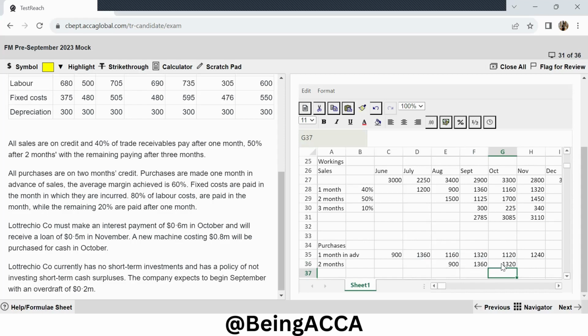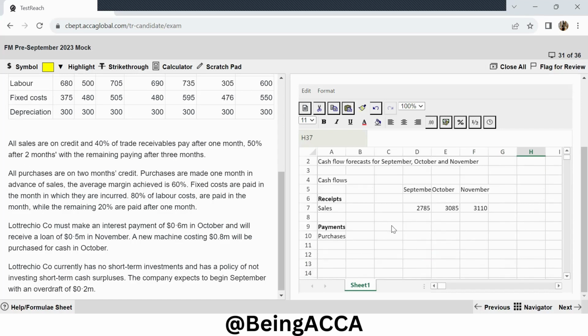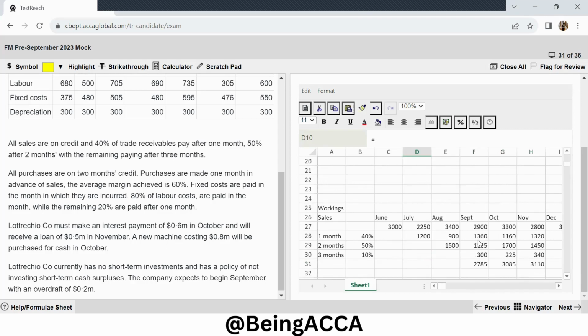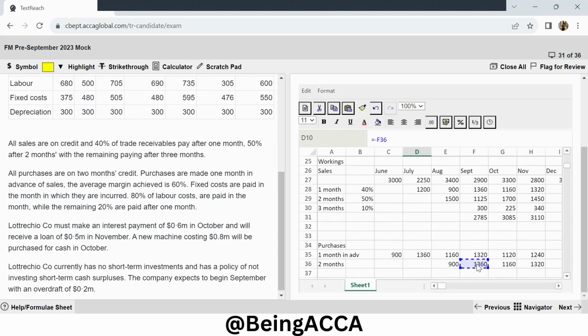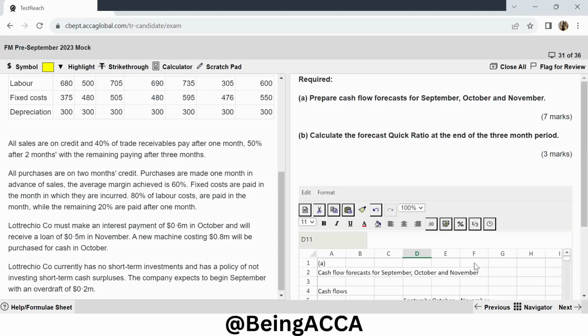1360. I forgot 1160 over here. And then I will pay in the month of November 1320. So these are my outflows with respect to my purchases. So I can just link these cells above. I have found I can also put a minus sign over here so that I can simply use the sum function later on. First of all, I'm putting it for the month of September.